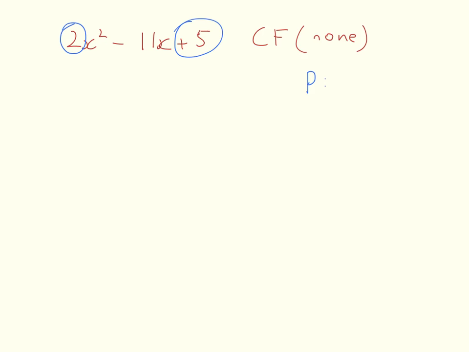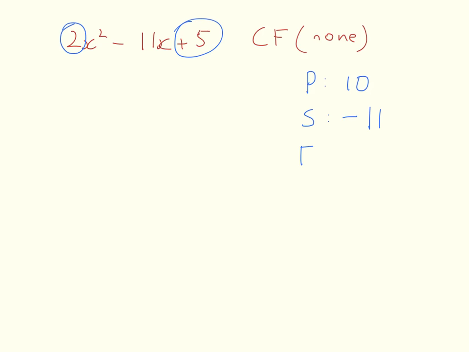Our second example was 2x squared minus 11x plus 5. Again, we check for a common factor, but there's none. There are no common factors here, so we're going to have to do our PSF method. So our product is the product of 2 and 5, which is 10. Remember, that's our constant term, our number by itself, and the number in front of x squared. And the sum that I'm looking for, my pair of numbers, is minus 11.